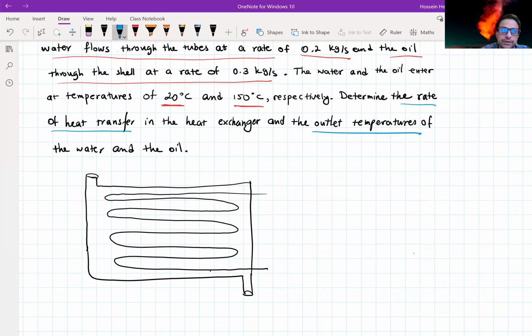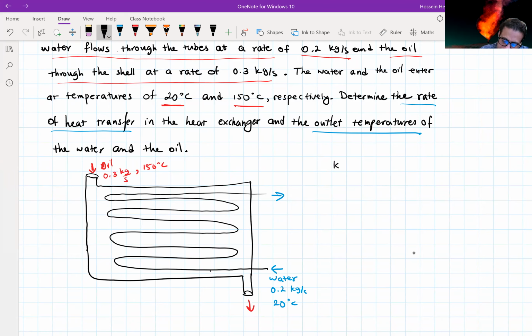Perfect. So we have the water. Water gets in, that's the cold stream, at 0.2 kg per second and a temperature of 20 degrees C. The water goes out, we don't know at which temperature. And then we have this hot oil. Oil is getting in at 0.3 kg per second and at 150 degrees C in the shell, and that's the outlet of oil. So this is the heat exchanger that we are dealing with.